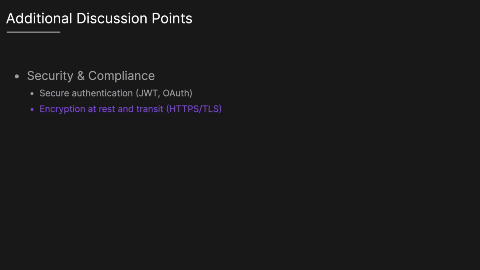And then for additional discussion points, you could go deeper on security and compliance. So you could discuss secure authentication, so JSON Web Token or OAuth. So this ensures users securely authenticate using standard methods like JSON Web Tokens or OAuth protocols, enhancing security by delegating credential management to trusted providers. You could also discuss encryption at rest and transit, so HTTPS, TLS, as well as PCI DSS compliance. So this is adhering to the Payment Card Industry Data Security Standard. And this will ensure that sensitive payment information is stored, processed, and transmitted securely, reducing the risk of financial fraud or data breaches. But obviously, we're using Stripe in this case, who will handle all that for us.